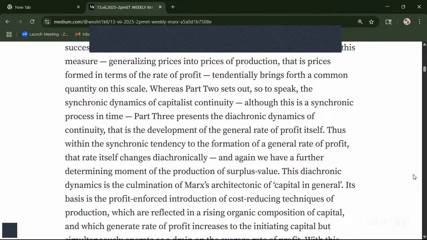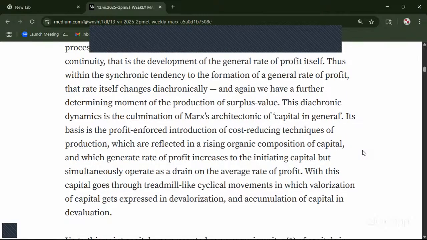Its basis is the profit-enforced introduction of cost-reducing techniques of production, which are reflected in a rising organic composition of capital and which generate rate of profit increases to the initiating capital, but simultaneously operate as a drain on the average rate of profit. With this, capital goes through treadmill-like cyclical movements in which valorization of capital gets expressed in devalorization and accumulation of capital in devaluation. Up to this point, capital was presented as an organic unity.